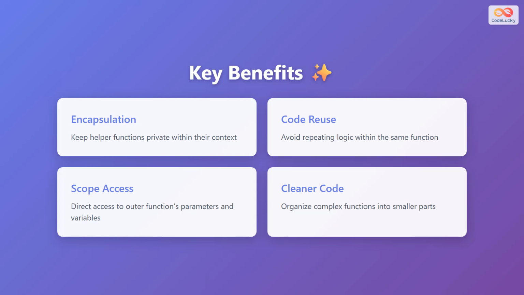Let's summarize the key benefits of local functions. First, encapsulation. Local functions keep helper functions private within their context, preventing namespace pollution. Second, code reuse. They help you avoid repeating the same logic multiple times within a single function. Third, scope access. Local functions have direct access to the outer function's parameters and variables, eliminating the need to pass everything as arguments. And fourth, cleaner code. They help you organize complex functions into smaller logical parts, making your code easier to read and maintain. Local functions are an excellent tool for writing clean, efficient Kotlin code.